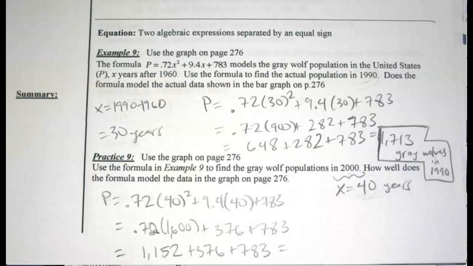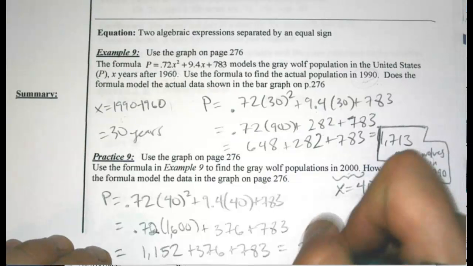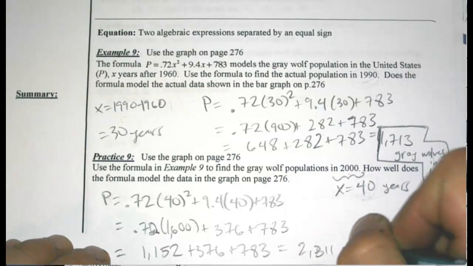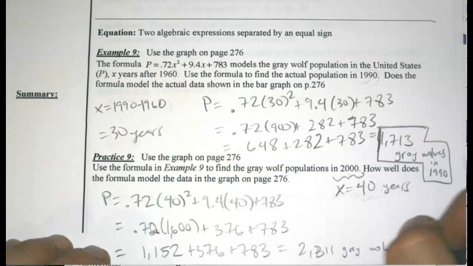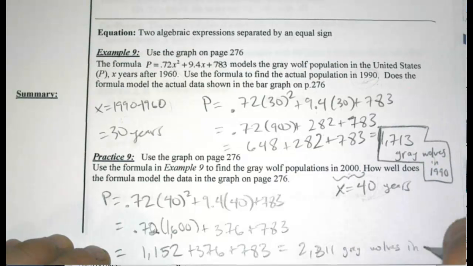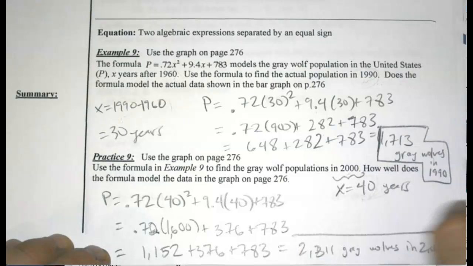So last step, if you add all these numbers up, right, you get the gray wolf population in 2000. So adding these up, you got 2,311 gray wolves. That would be in the year 2000. That's according to the formula, guys.